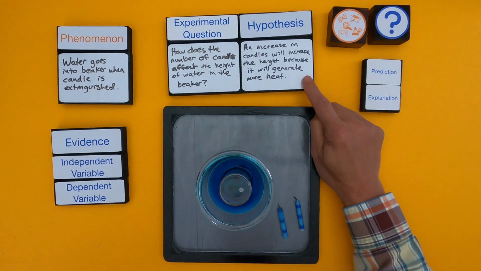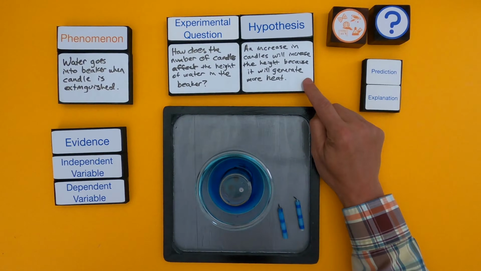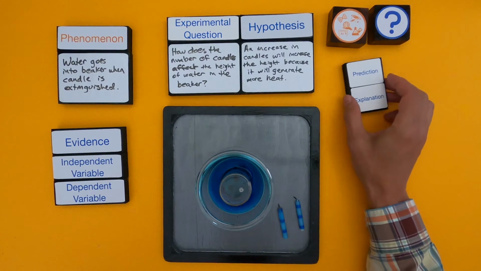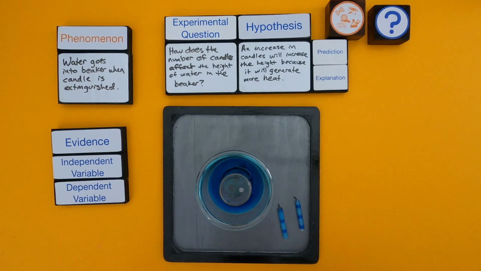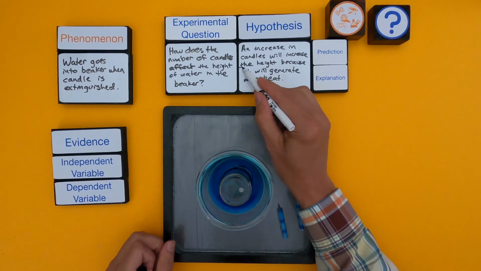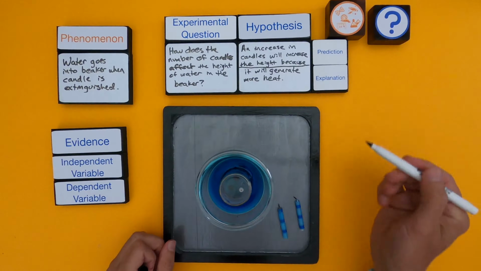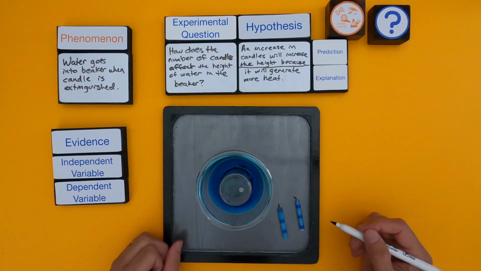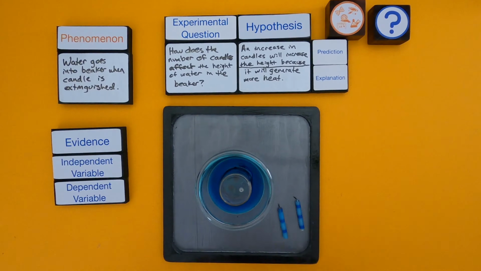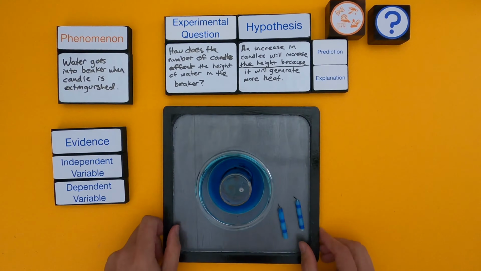Okay, so my hypothesis is that an increase in candles will increase the height because it will generate more heat. You can see that the top portion of my hypothesis is my prediction, and my explanation is at the bottom. So now that we have a hypothesis and an experimental question, the next thing we want to do is identify our independent and dependent variables. So let me do that.